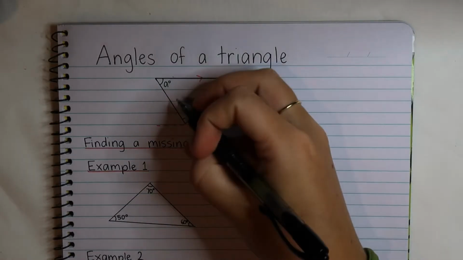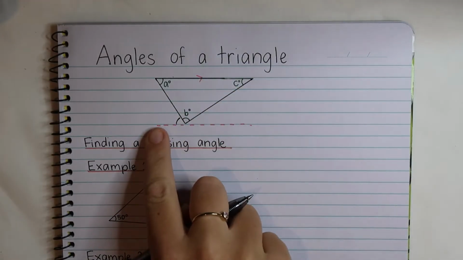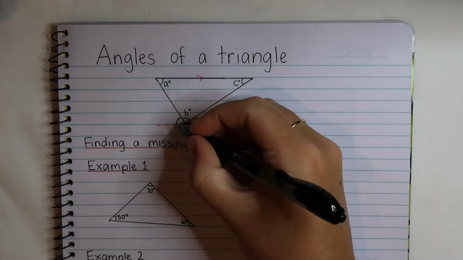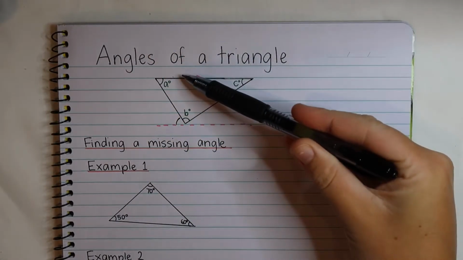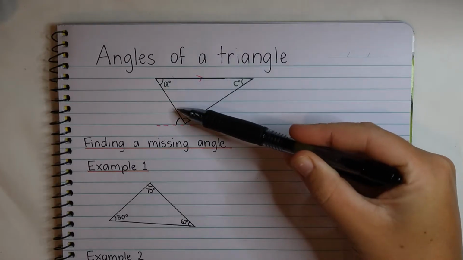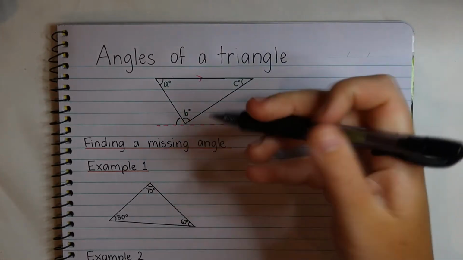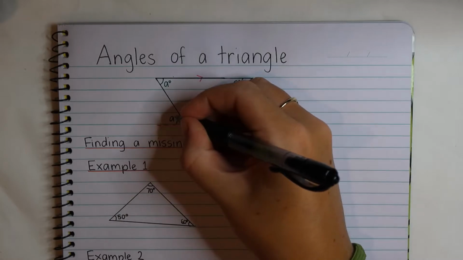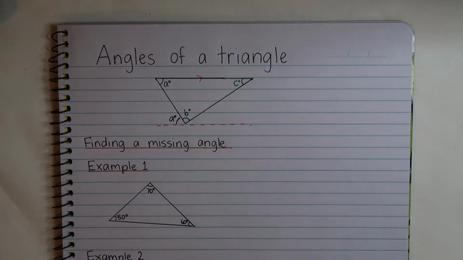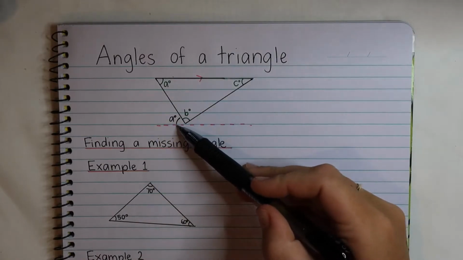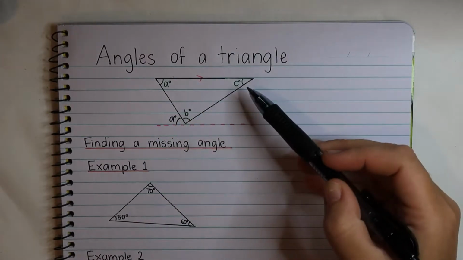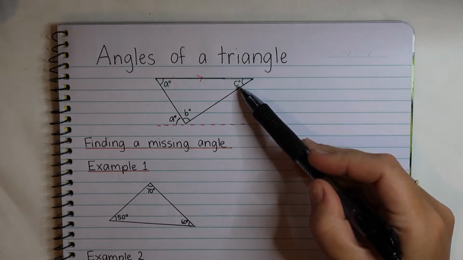So this angle in here, let's treat this like a straight line. This angle in here is the same size as this angle over here. That's because they're alternate angles. So we're going to label this A degrees. Now B can stay the same, so it goes from A degrees, B degrees, and over here we have C degrees.